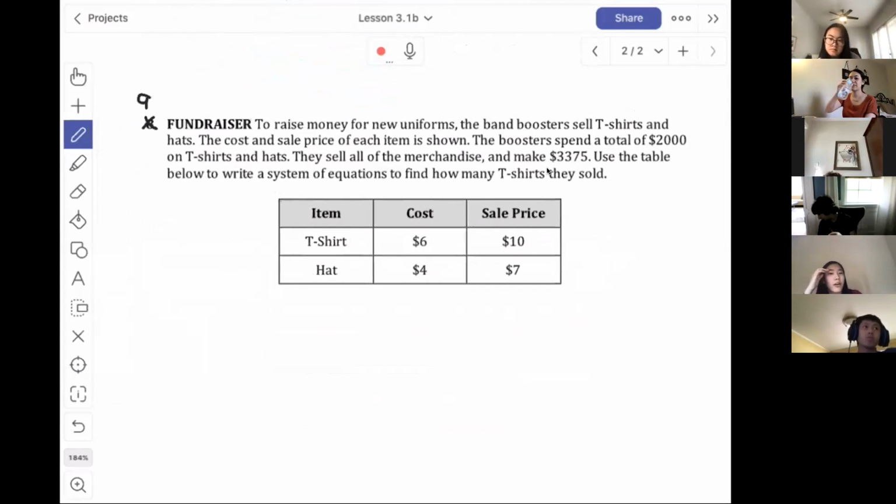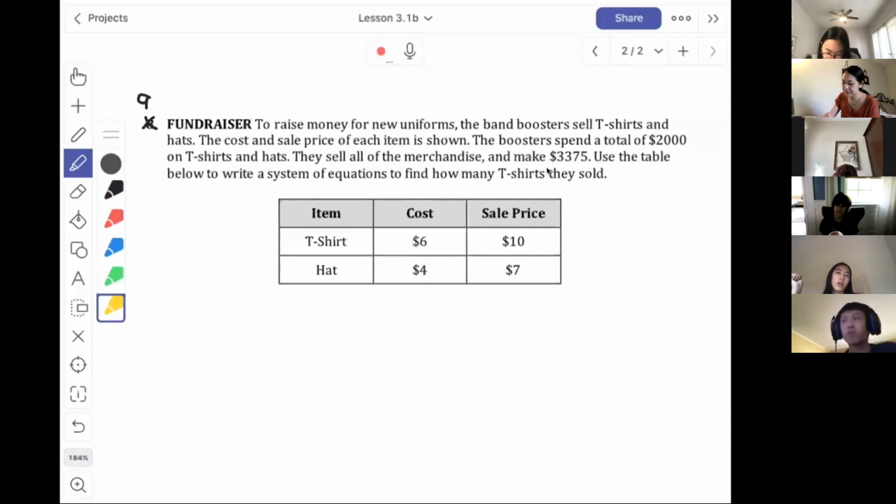Okay, so fundraiser. To raise money for new uniforms, the band boosters sell T-shirts and hats. The cost and the sale price of each item is shown. The boosters spend a total of $2,000 on T-shirts and hats. They sell all the merchandise and make $3,375. Using the table below, write a system of equations to find how many T-shirts they sold.